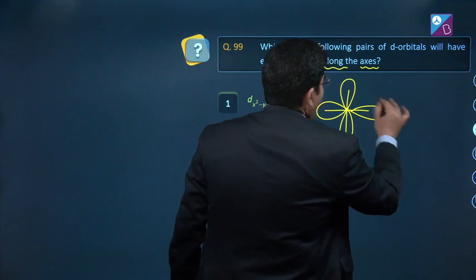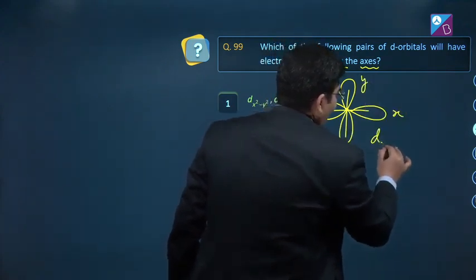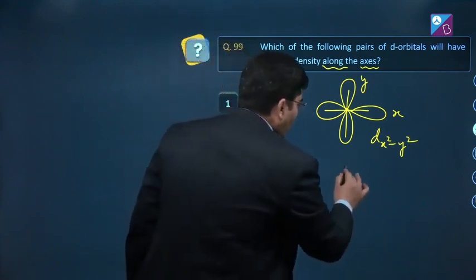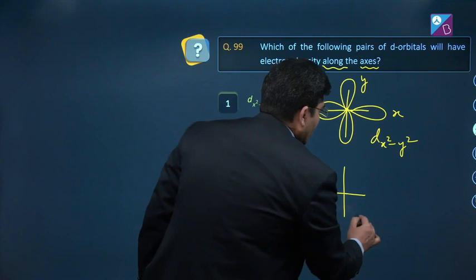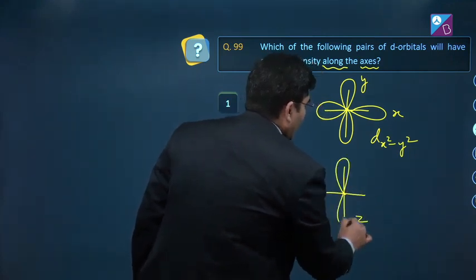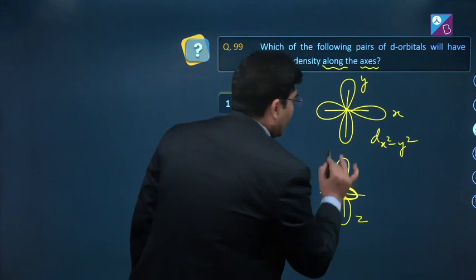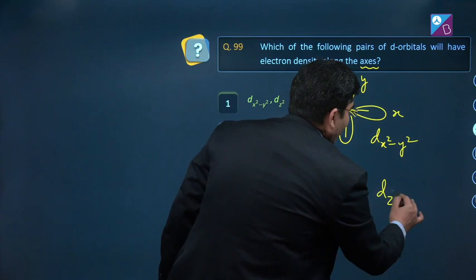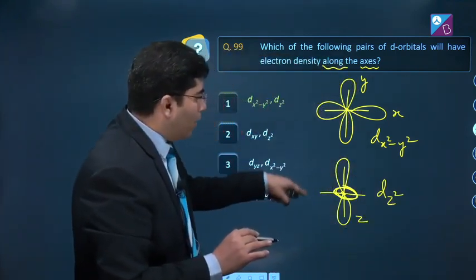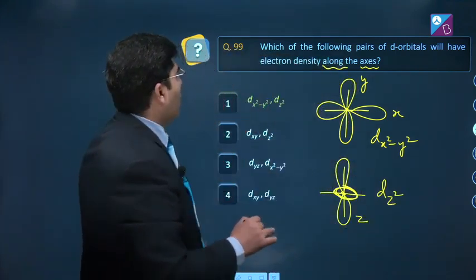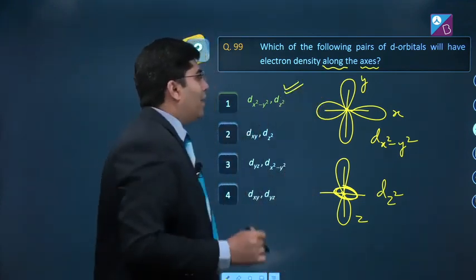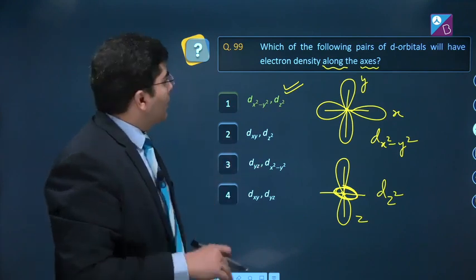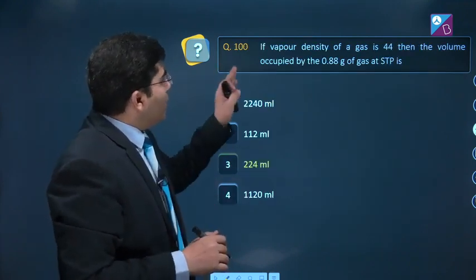तो एक होता है हमारा ये वाला ऐसे, तो अगर ये x एक्सिस है, ये y एक्सिस है, तो दिस इज dx स्क्वायर माइनस वाई स्क्वायर, ठीक है, एनसीईआरटी में बना हुआ है ये। और एक हम बात करते हैं dz स्क्वायर की, तो दिस इज z एंड ये इस तरह का कुछ शेप होता है, बीच में रिंग होती है इस तरीके से, तो इसको क्या बोलते हैं हम लोग, dz स्क्वायर। तो एक्सिस के अलोंग इलेक्ट्रॉन डेंसिटी इसकी होगी। तो ये दो हमें यहां मिल जाएंगे। फर्स्ट विल बी आवर फाइनल आंसर, राइट? यू जस्ट हैव टू नो द शेप्स, दैट्स इट.